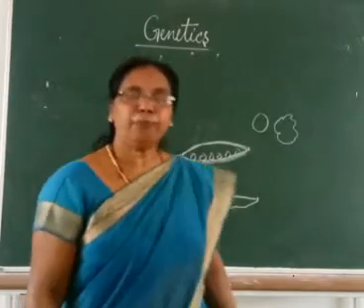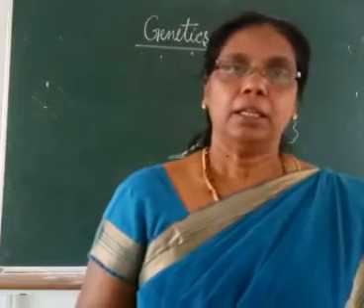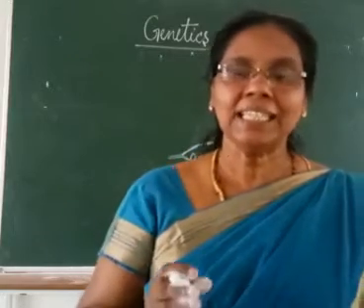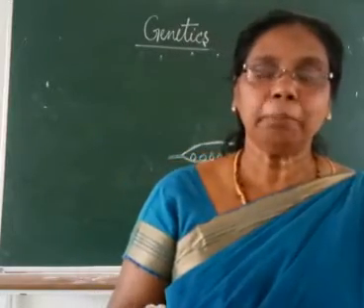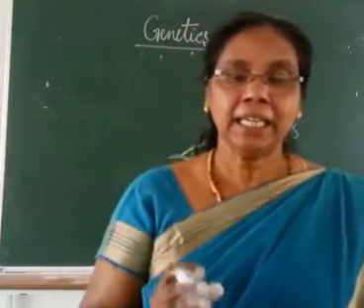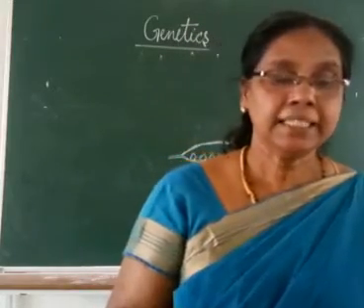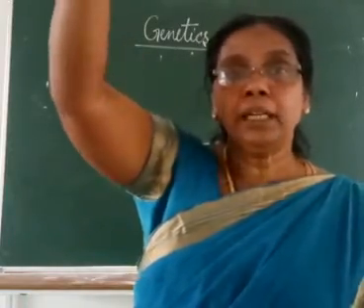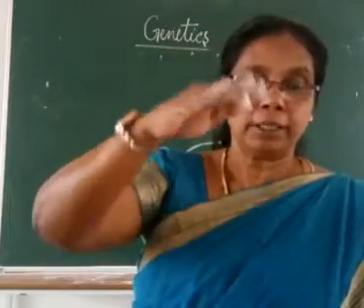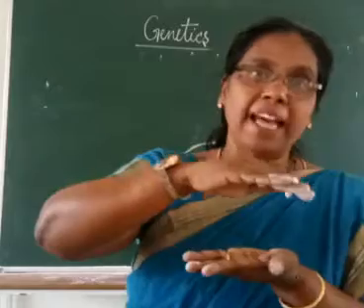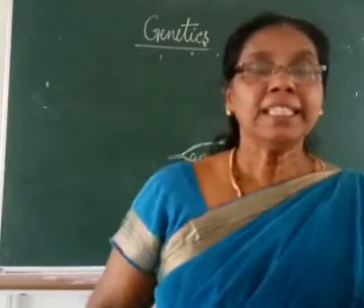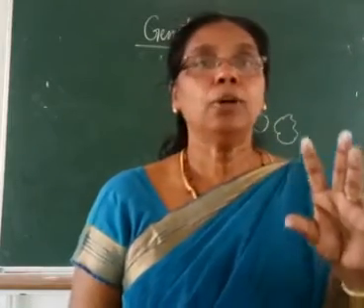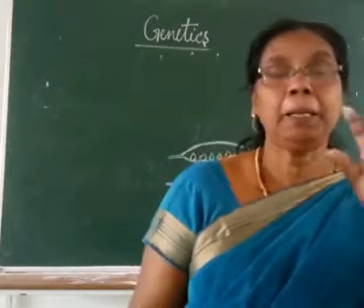So next one, the flower position. You can see that position of the flower. There are also 2 contrasting characters. One is axillary and the other one is terminal. Next, plant height. Height of the plant. Tall plant is forming as well as dwarf, short plant. Tall plant, dwarf plant. So these are the basic 7 characters this Mendel observed in this pea plant.